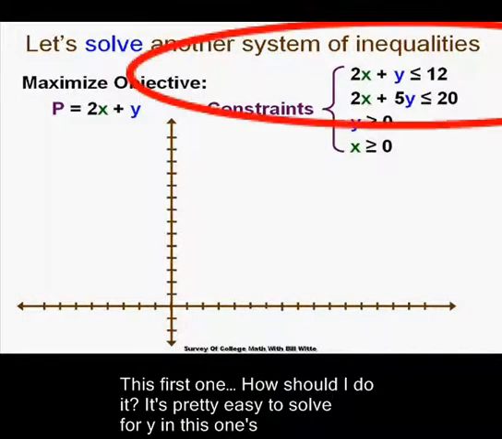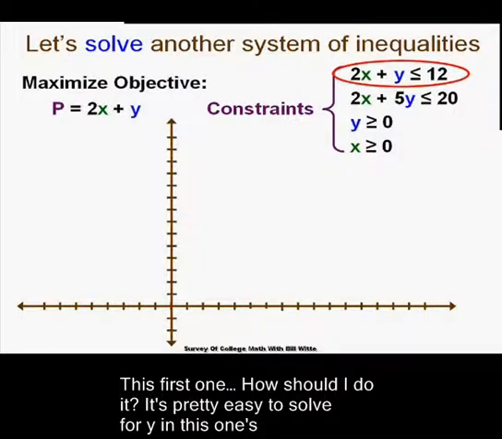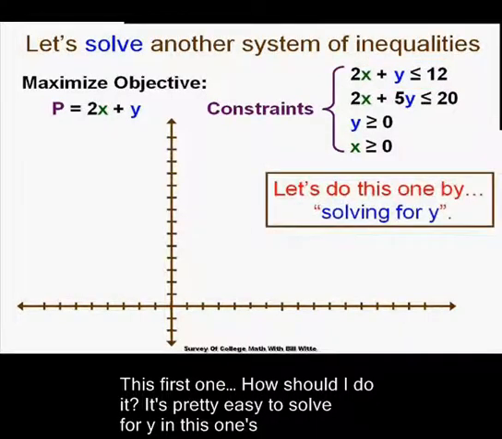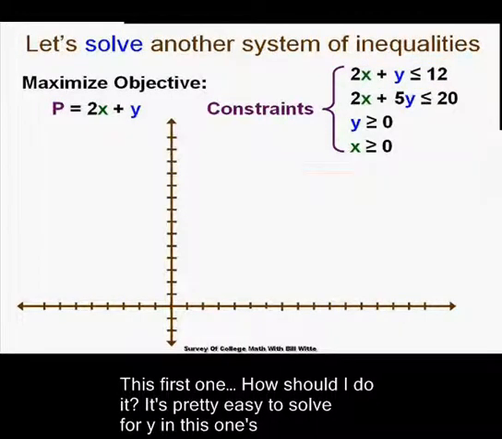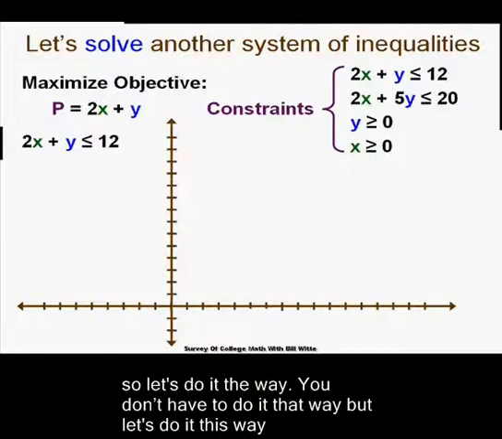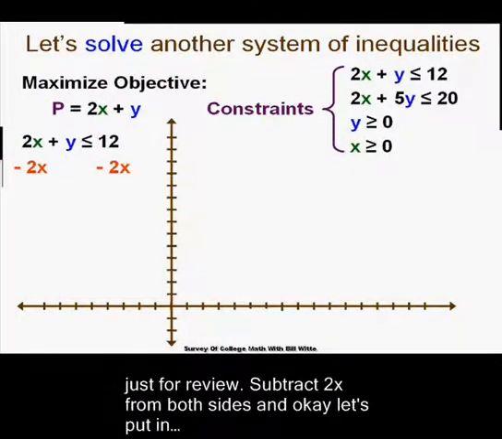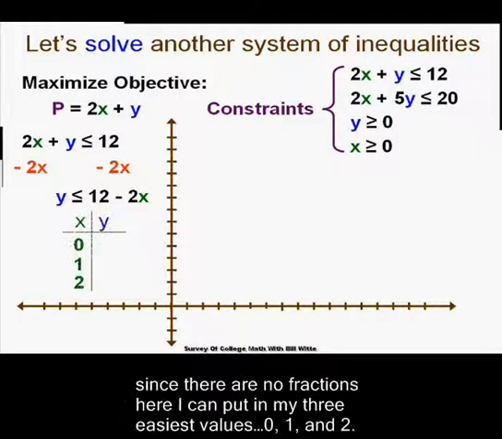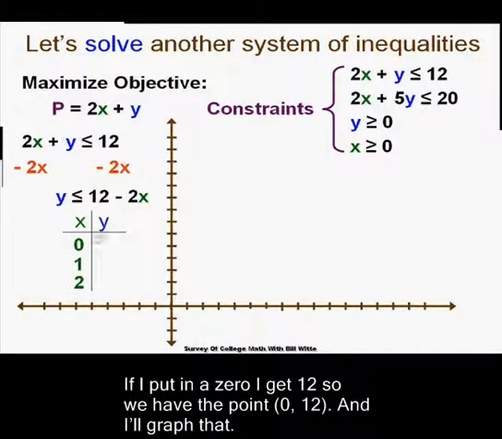Well, let's see. This first one, how should I do it? It's pretty easy to solve for y in this one, so let's do it that way. You don't have to do it that way, but let's do it this way just for review. Subtract 2x from both sides. And so I don't have a fraction here, I can put in my 3 easiest points, 0, 1, and 2. If I put in a 0, 12 minus 2 times 0, I'm going to get 12. So the point 0, 12.